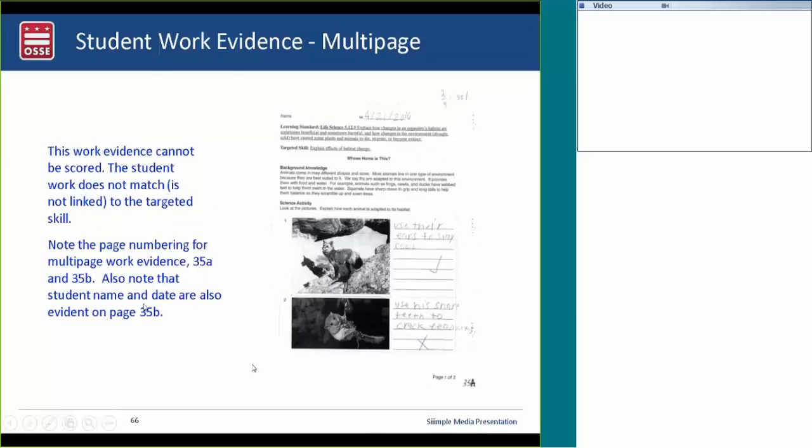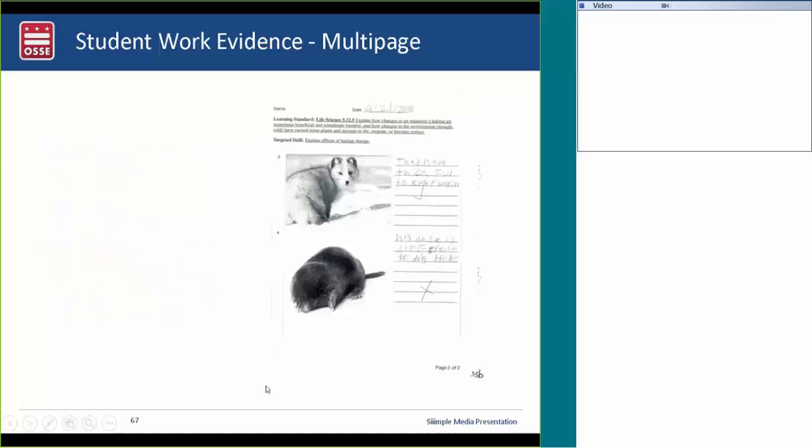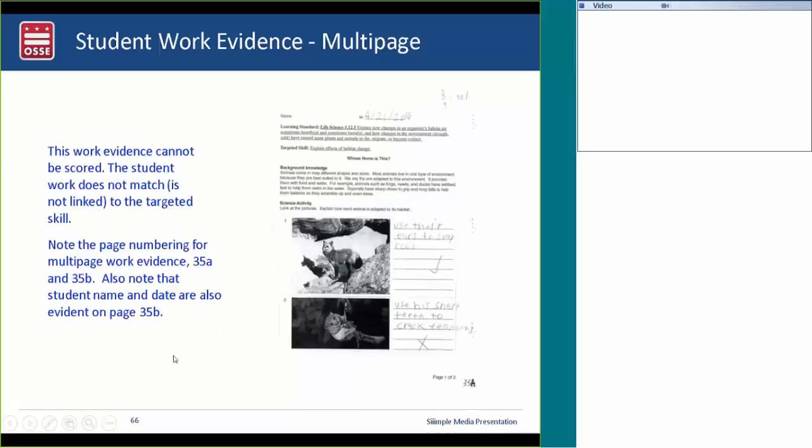I wanted to make a note here too of the page numbering. When you have multi-page work evidence, we ask that you do not use staples on it. Sometimes students need more white space. Sometimes it's just a long assignment. You just need several pages. So if you're not using staples, how do you indicate that this is multi-page evidence? This page is 35A. This page is 35B. You can assign A, B, C, D to multi-page evidence, and then scorers know that it is multi-page evidence.